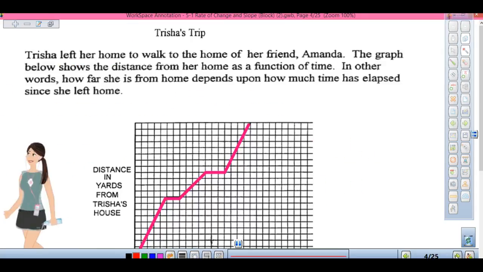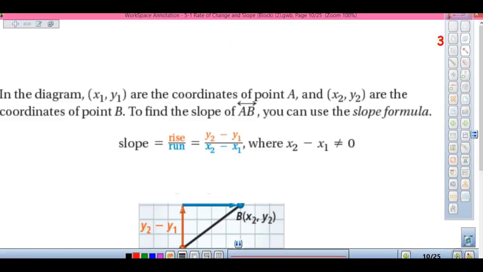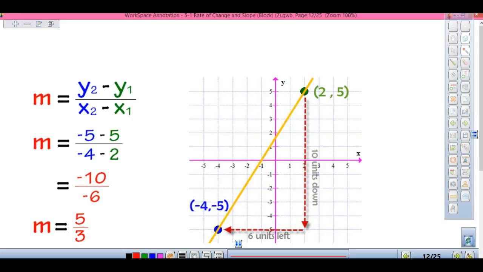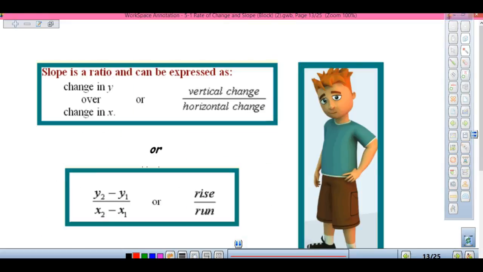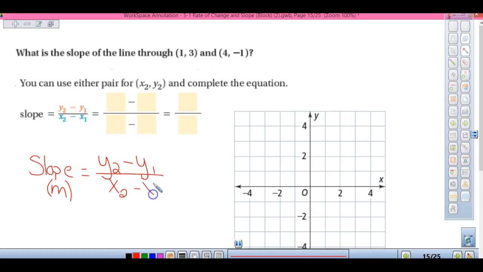So on page 5, it gives us the formula. Slope, which tomorrow we're going to learn, for some reason they use the letter M rather than S. Slope equals y2 minus y1, divided by x2 minus x1.